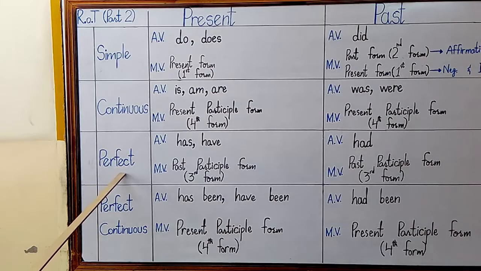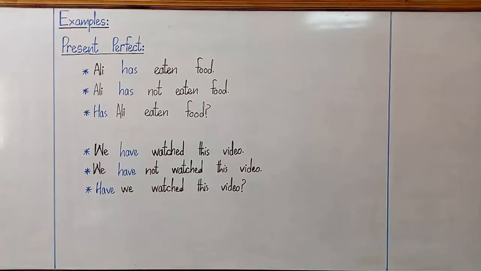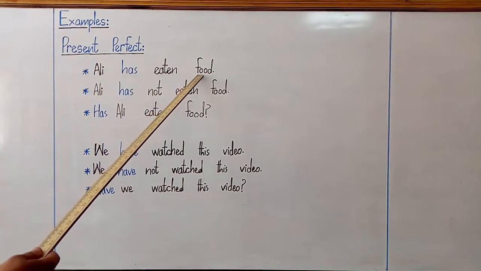In present perfect, we use has and have as auxiliary verbs. And we use the past participle form, which means the third form of the main verb, in present perfect sentences. These are the examples of present perfect tense with the usage of the auxiliary verb and the past participle form of the main verb. Ali has eaten food.